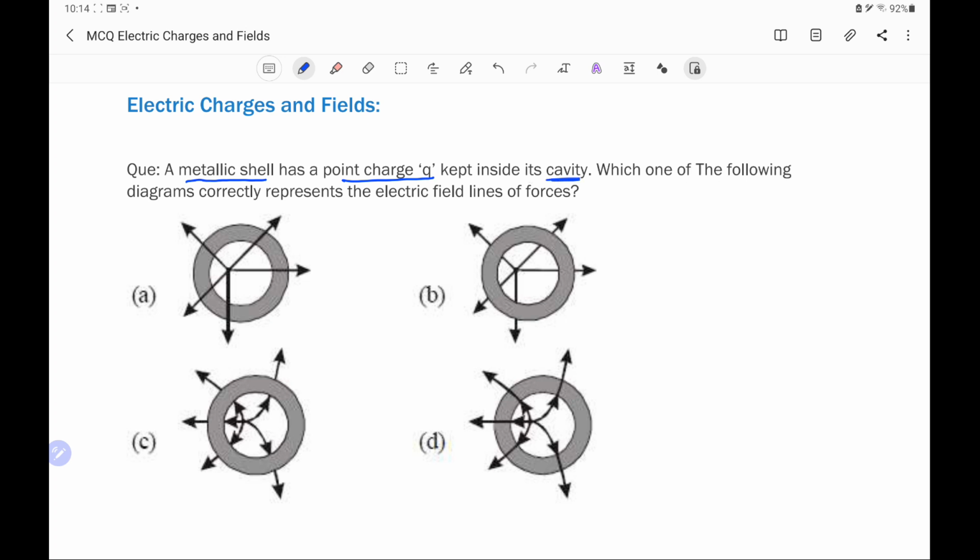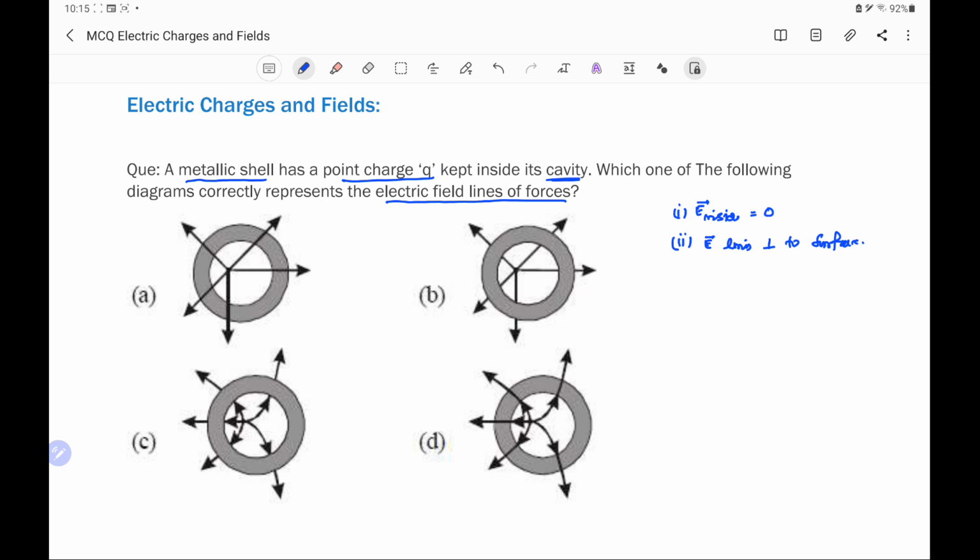Next question is, a metallic shell has a point charge Q kept inside its cavity. Which one of the following diagram correctly represents the electric field lines of forces? We know, as done in the earlier question, that electric field inside the conductor or a metal is zero. That is the first point. And another property is that electric field lines are normal or perpendicular to the surface. Same two properties will help to solve this problem.